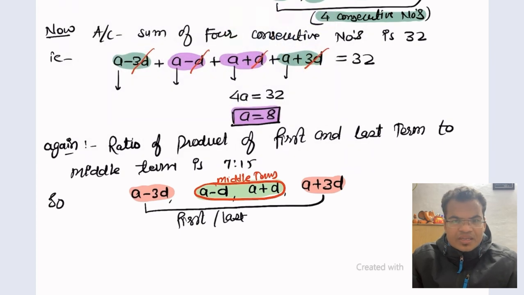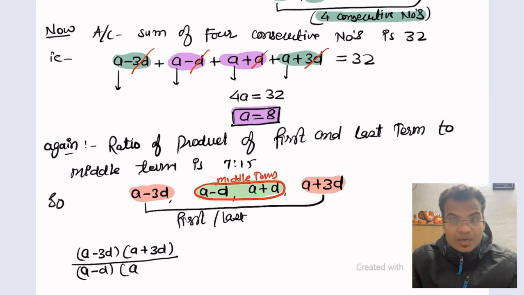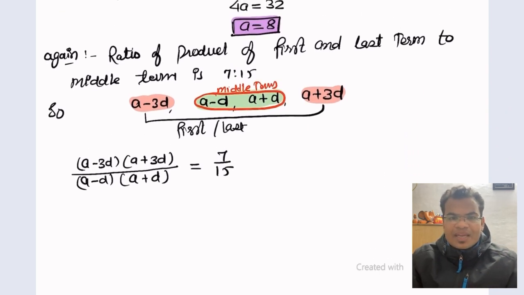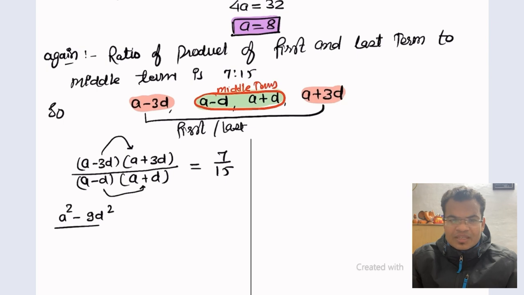So what you are doing guys, here a minus 3d will multiply by a plus 3d. This is the first and last term product, upon, because the ratio is given, a minus d and a plus d, the product of this is equal to 7:15. This is a very important condition. You understood? Then simply for a minus 3d, a plus 3d, we can apply the concept of a square minus b square, and in the denominator also apply the identity, that is a square minus 9d square upon a square minus d square is equal to 7/15. No change in the right hand side.